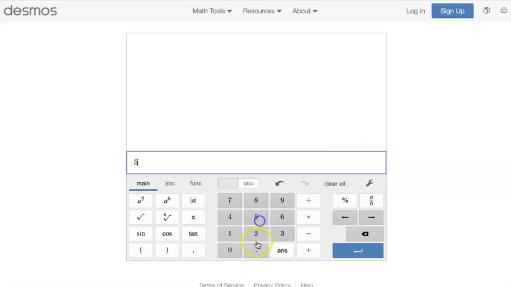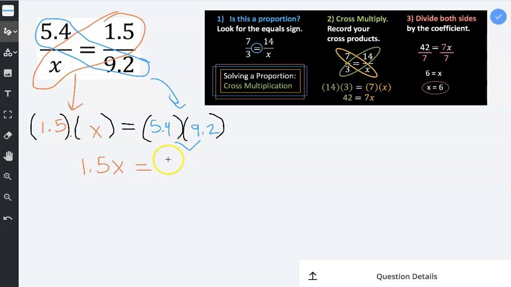When you get to the actual multiplication, we can use the calculator. 5.4 times 9.2, we get 49.68. So we just completed step 2. We got our cross products.